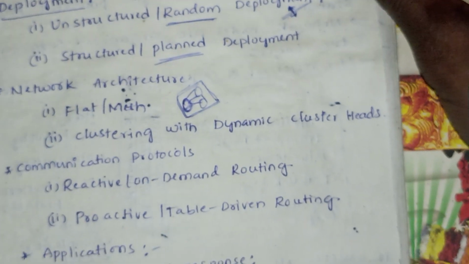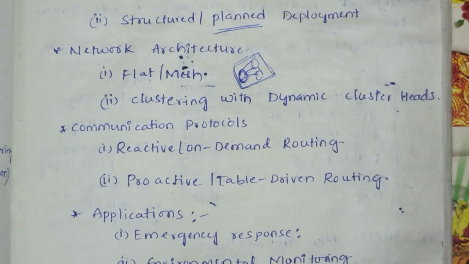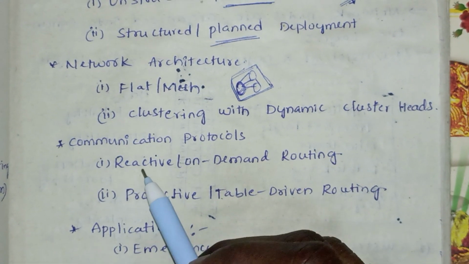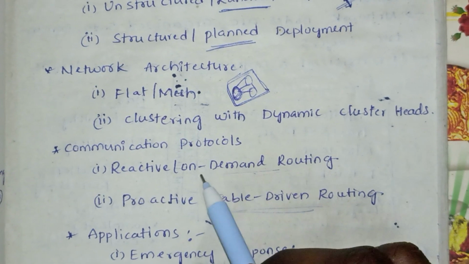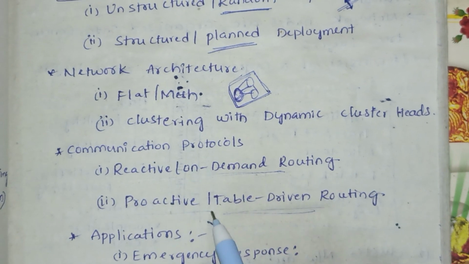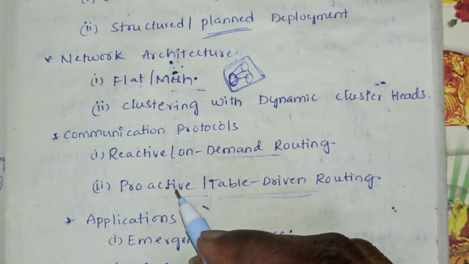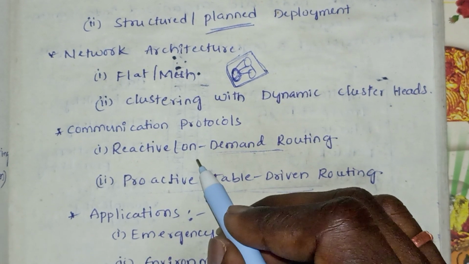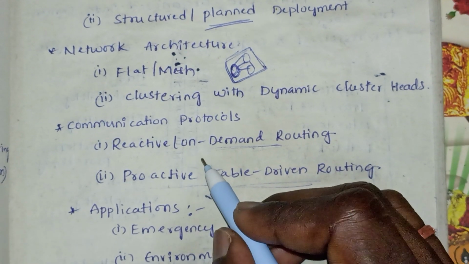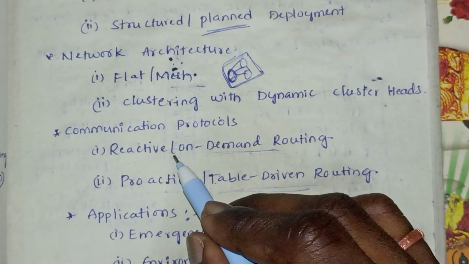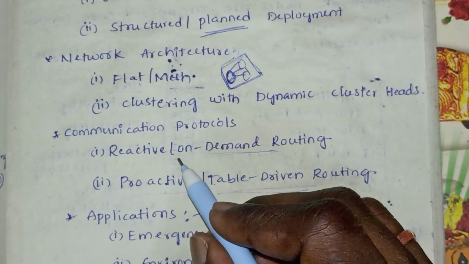Next, communication protocols. We have communication protocols in the classification of sensor network: reactive, on demand, proactive, table driven. We discussed all of these in the first unit, right? So we know what reactive and proactive are, and in the first unit we also have hybrid. In each and every routing algorithm we have some protocols also. We discussed everything in previous videos. If you have not watched those videos, please check them and then watch these videos. That can help you understand communication protocols.